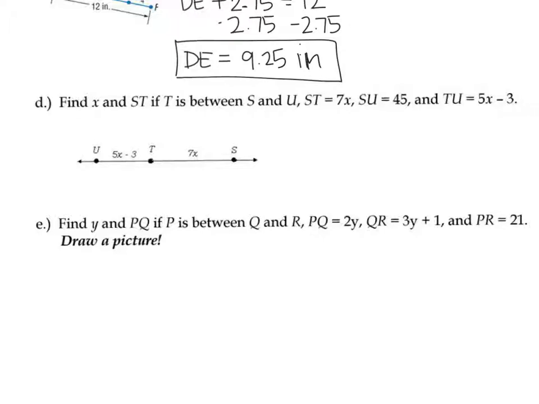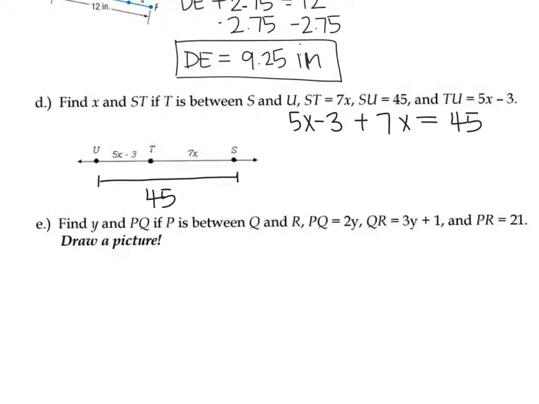We have UT is 5x minus 3. We have ST is 7x. And the last thing we just have to label is the fact that SU is 45. I can now use the definition of betweenness of points to set up an equation. So we know 5x minus 3, which is the length of UT, plus ST, which is 7x, is going to equal the length of SU, which is 45.